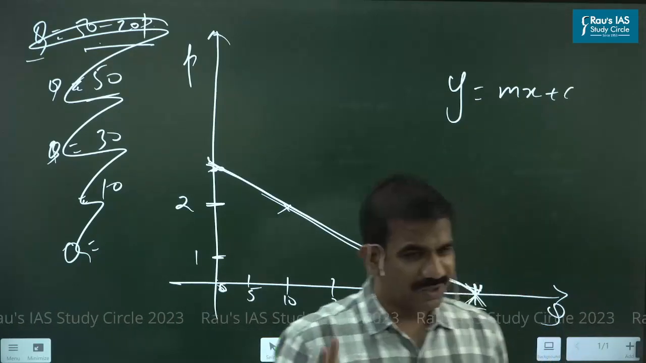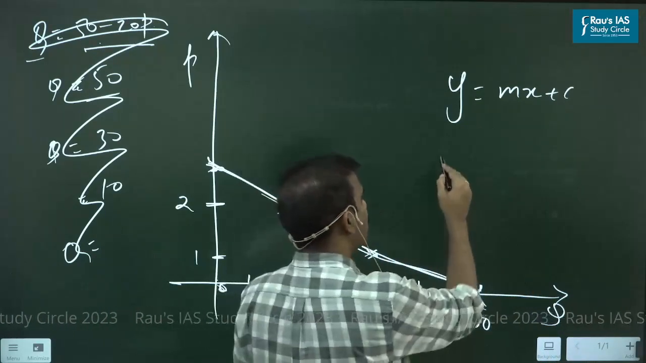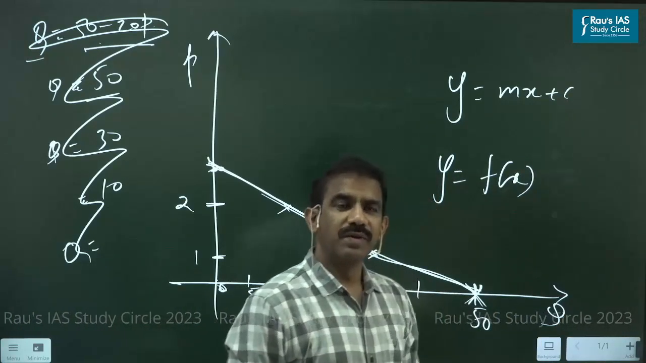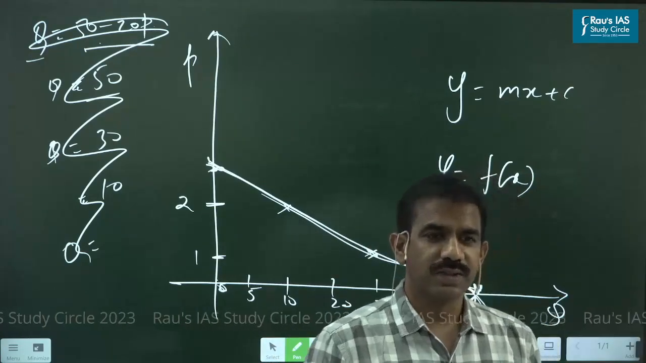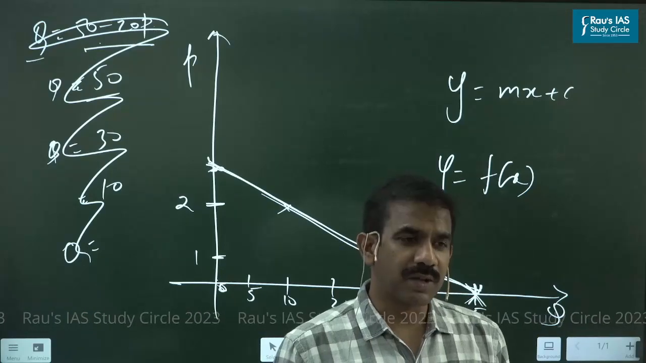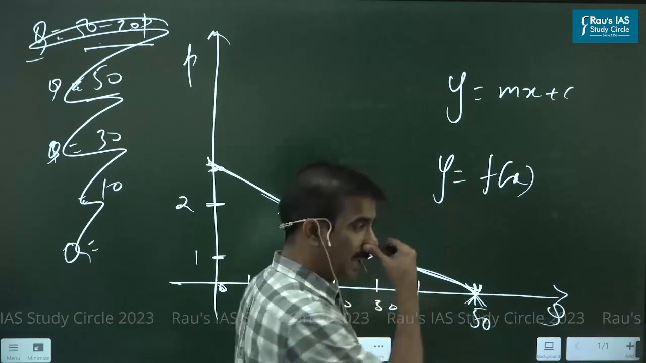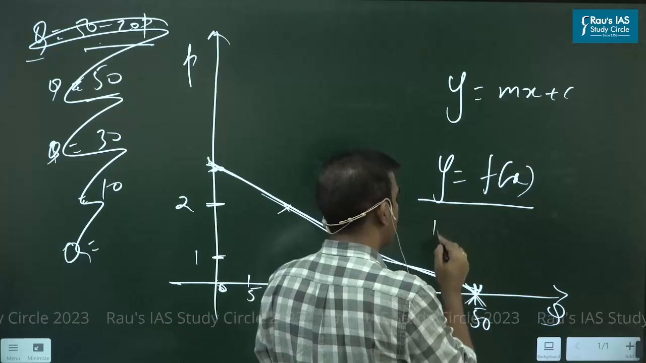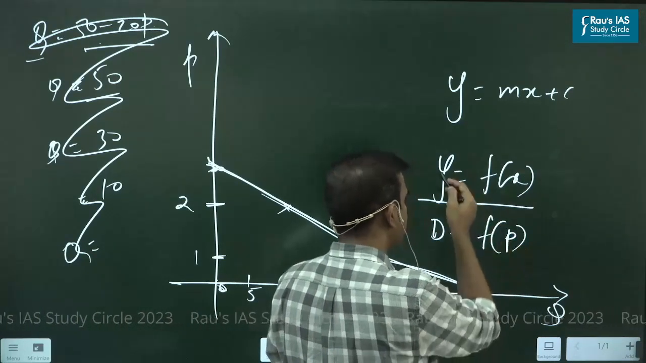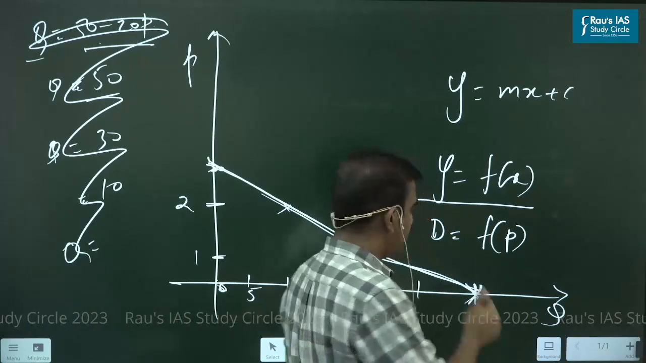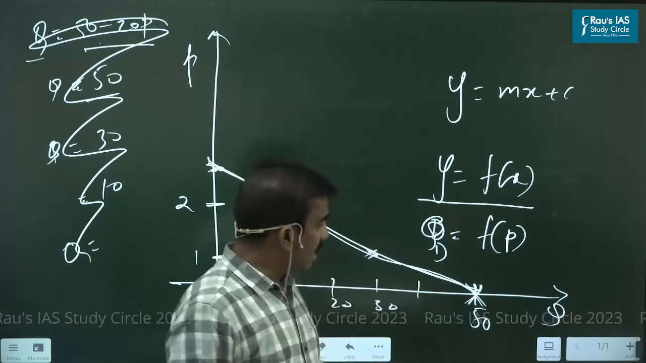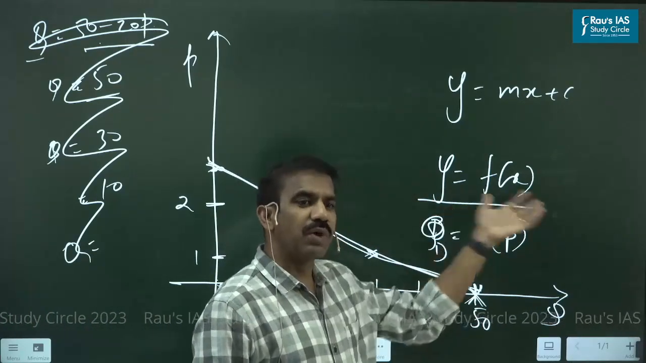Or let's say if I write y equals f of x, that means function of x. What does it mean? y is a function of x, like demand is a function of price. So y equals f of x, or what I'm simply saying, demand is a function of price. Rather than x, I have written p, rather than y, I have written d. Quantity demanded is equal to a function of price. The same thing I'm generalizing as y equals f of x.